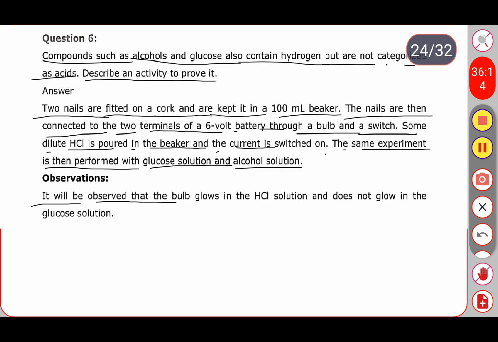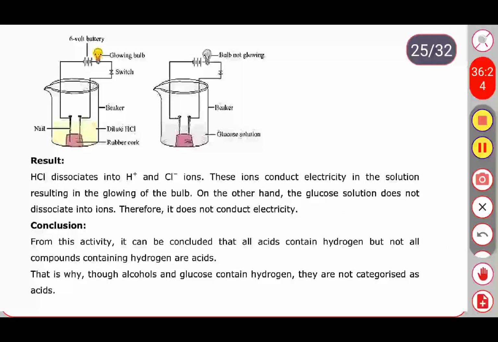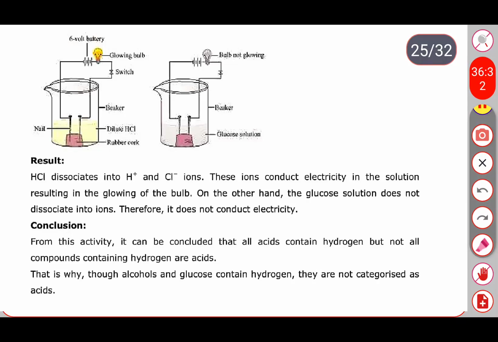Next one, see the result of the experiment. HCl dissociates into hydrogen and chloride ions. These ions conduct electricity in the solution, resulting in the glowing of the bulb. On the other hand, the glucose solution does not dissociate into ions, therefore it does not conduct electricity.